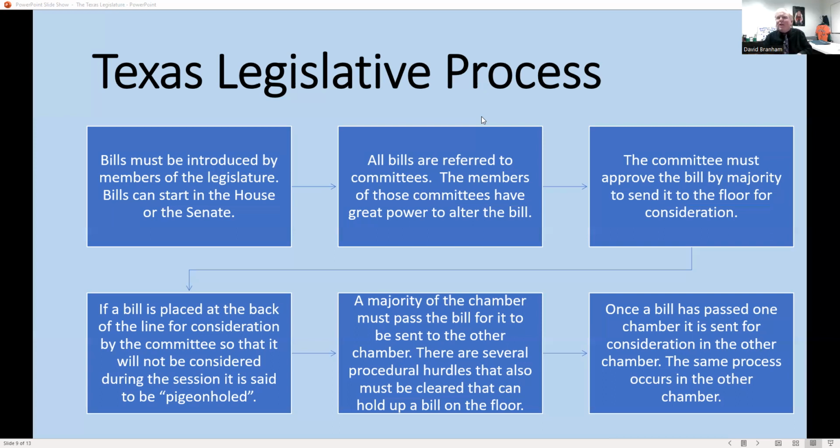I remember Armando Walle a few years ago found a technicality in the rules that allowed him to have unlimited debate. And he spent the last few days of the session just sitting there talking, stopping all business in the process. So every once in a while, you'll find a rule that allows you to have a lot of power. But once a bill has passed one chamber, it's sent to the other for consideration, and the same process is done in the other chamber.